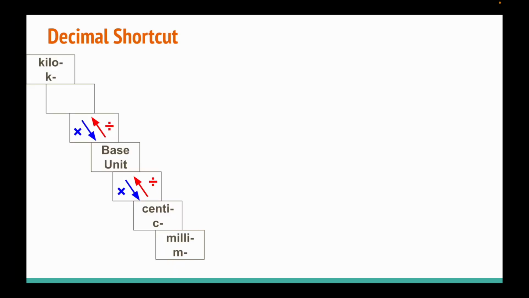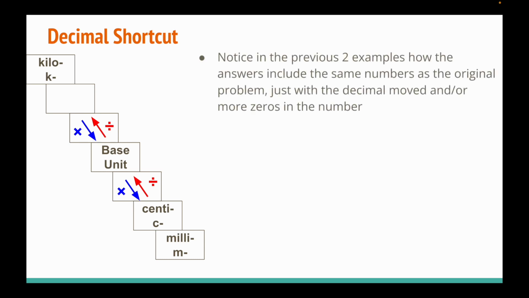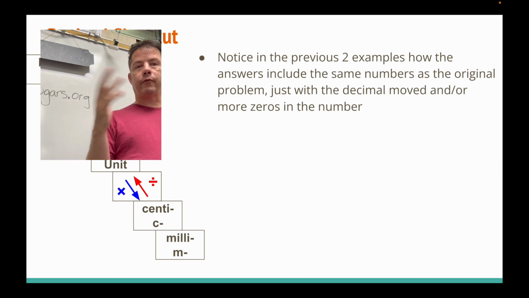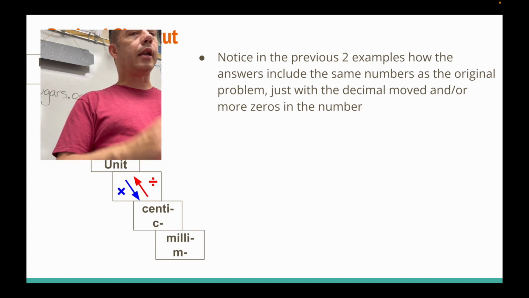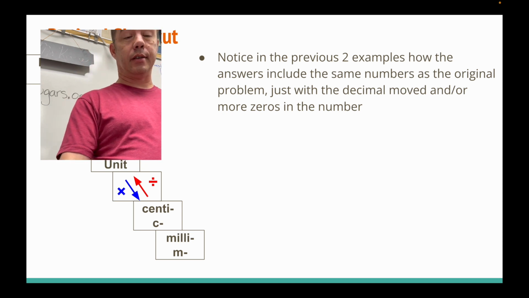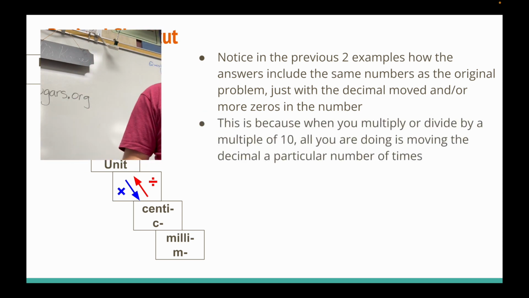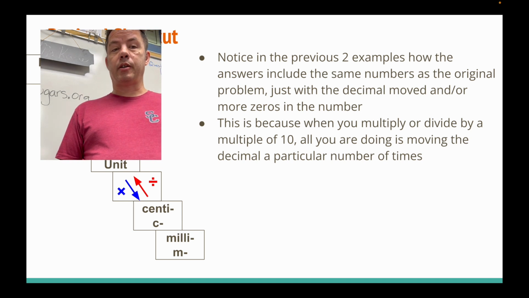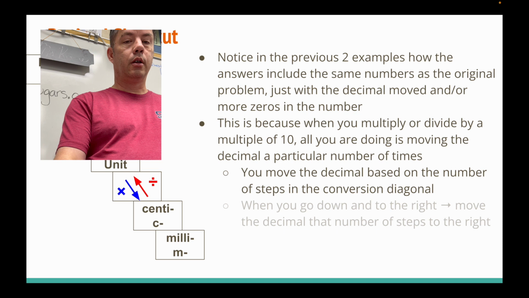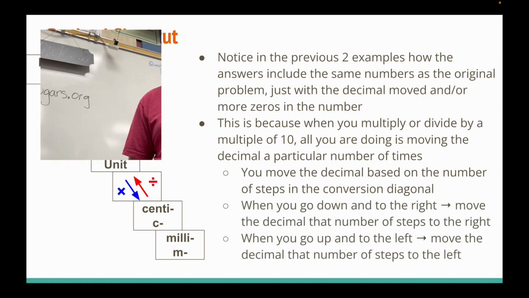So it's really, really simple. Basically, because we're multiplying by 10 or dividing by 10, we're not actually changing the numbers involved. We're changing where the decimal place is. Okay? That's because when you're multiplying by 10, all you're really doing is moving the decimal place. So that's what we're going to do. So here are some explanations of this, but let me just show you real quick.